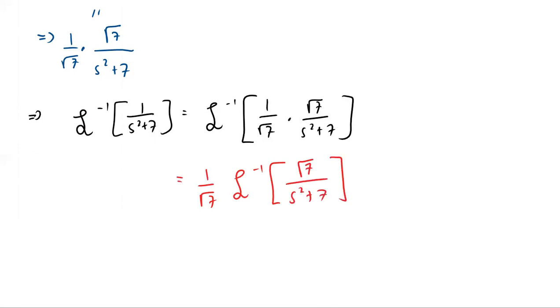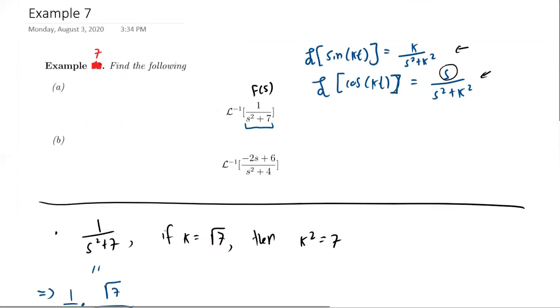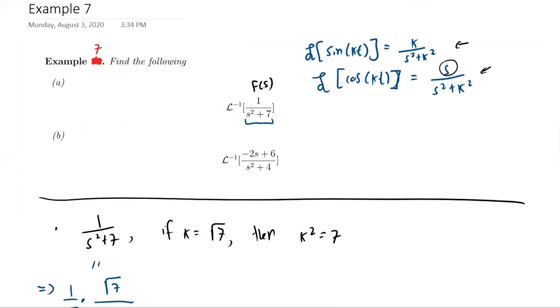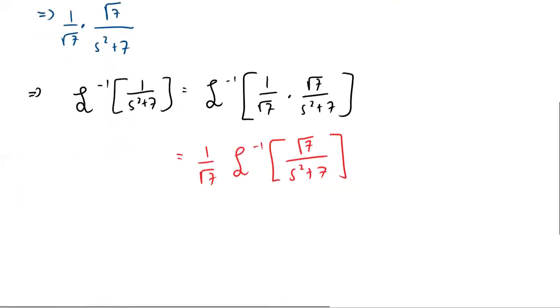And this has exactly the form k over s squared plus k squared. So we know that this came from sine of kt. In our case, k is square root of 7, right? So this is just 1 over square root of 7 times sine of square root of 7 t. And that's the answer.